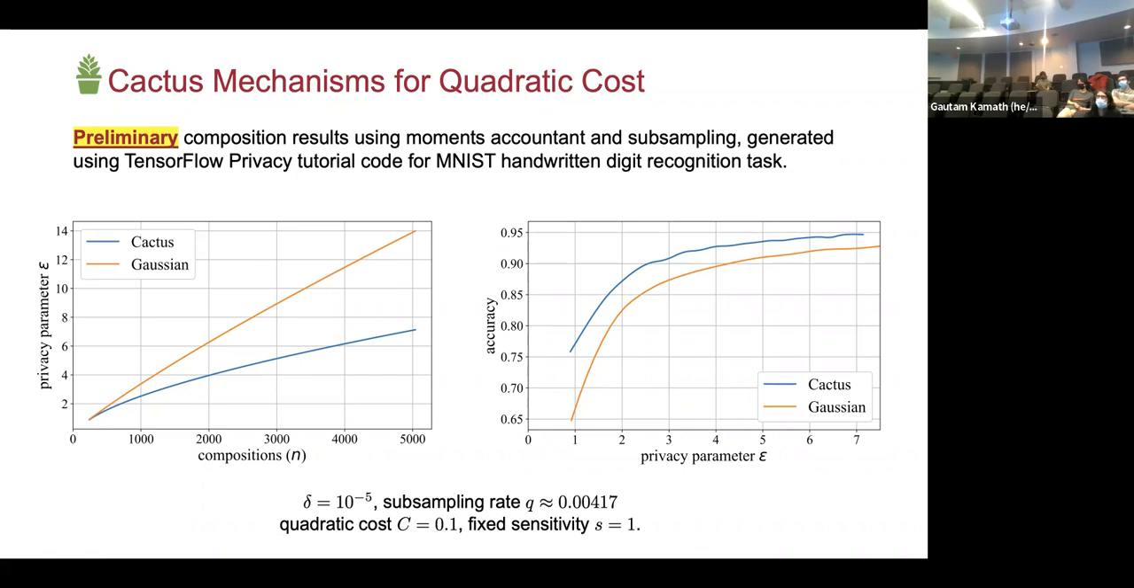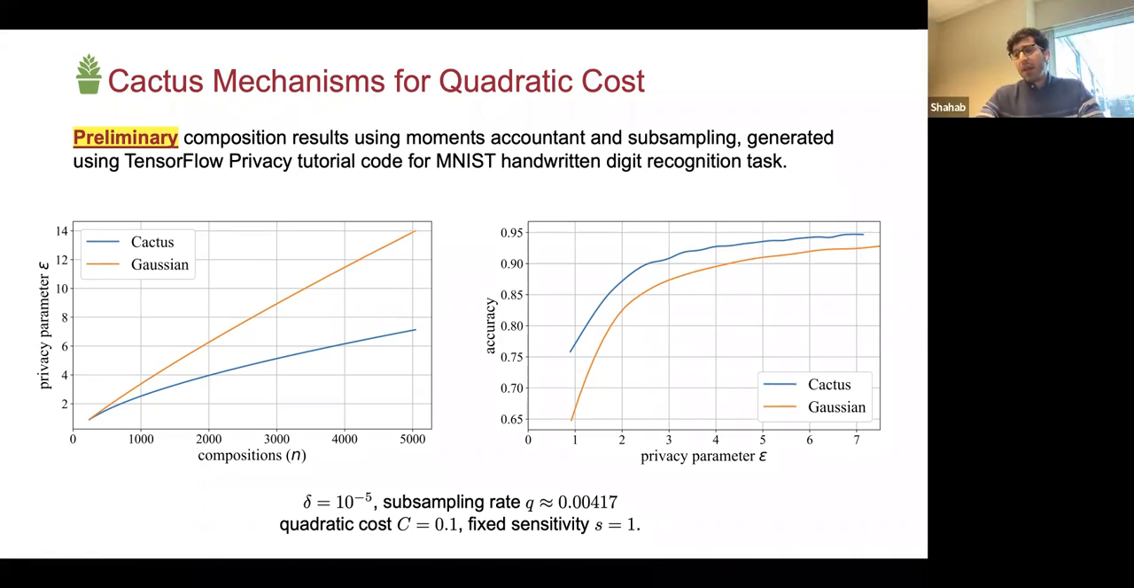Right. Have you tried the best accountant that I know of right now, the one by Gopi and Wutschitz? Yeah, exactly. I think the issue is that with all those FFT-based methods, or even the Gopi paper, they assume the distribution of the privacy loss random variable.